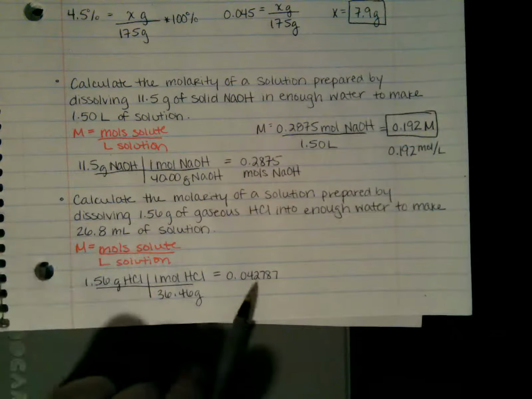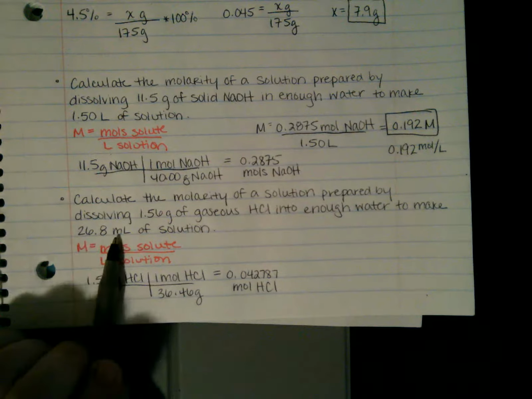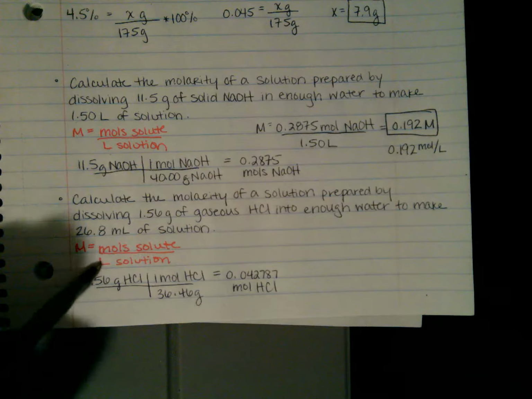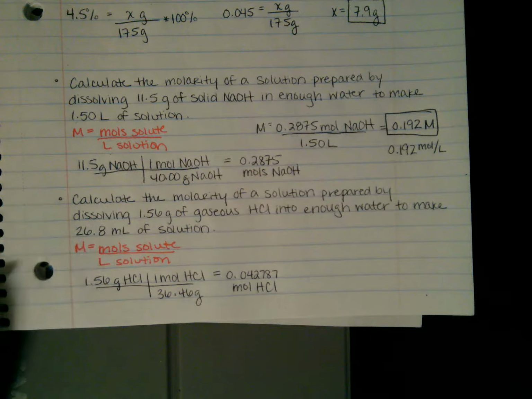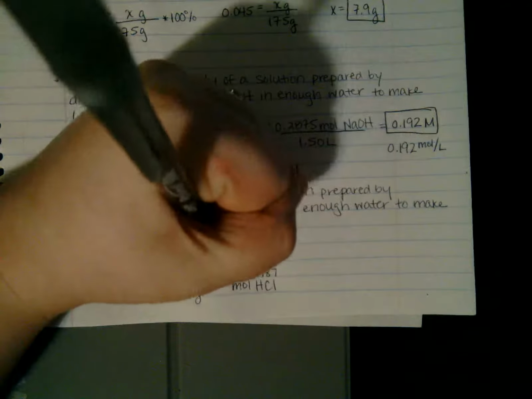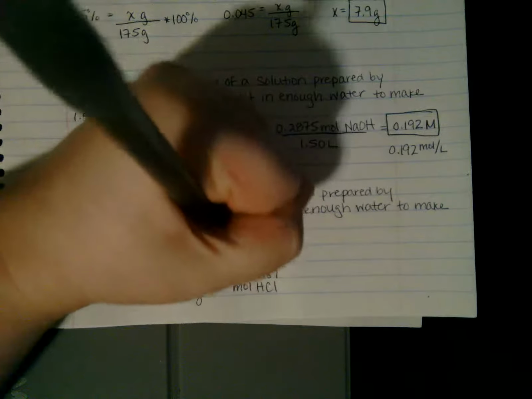We'll do that. We have 0.042787 moles of hydrogen chloride dissolved in 26.8 milliliters of solution. Oh, that's so evil, right? Because remember, molarity is moles per liter, so you need to convert those milliliters to liters. Let's do that conversion. I didn't leave myself quite enough room, sorry.